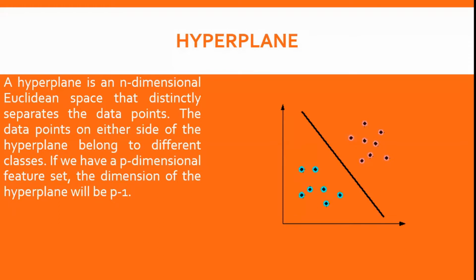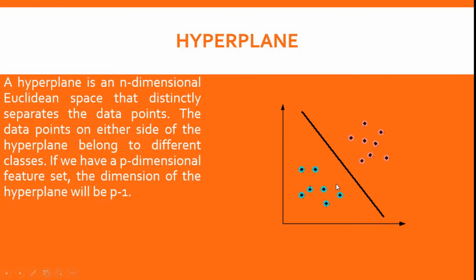Whatever you have in the graph is designated by coordinates, one for each dimension, and the distance between 2 points is given by a formula. For example, if you have 2 points, x1, y1 and x2, y2, and you want to identify the distance between them, there is a formula available which you studied in school. You find the difference, y1 minus x1. So for 2 dimensions or 3 dimensions, that is how you find the distance between points in Euclidean space. So a hyperplane is an n-dimensional Euclidean space that distinctly separates the data points.